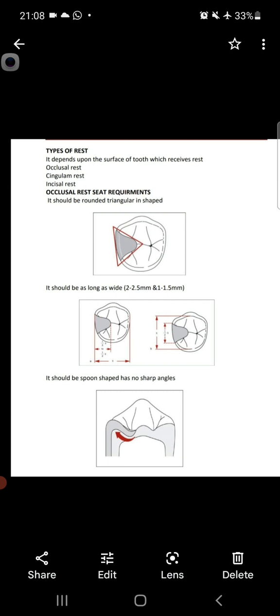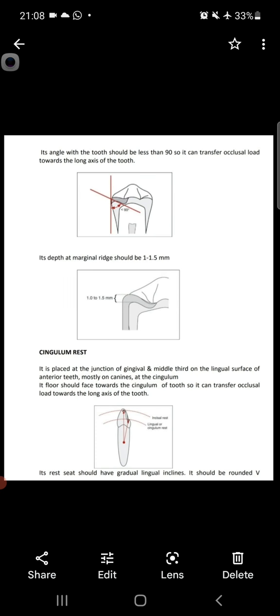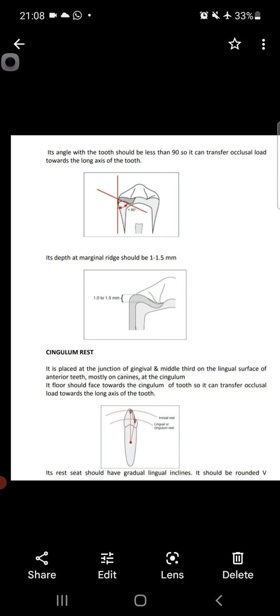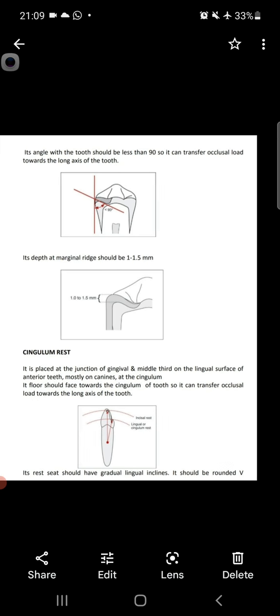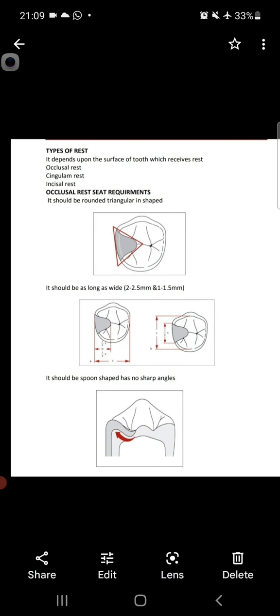We can say the occlusal rest seat shape is round triangular or spoon shape. Next, its angle with the tooth should be less than 90. Meaning the angle of the rest seat should be less than 90, so it can transfer occlusal load toward the long axis of the tooth. Its depth at margin should be 1 to 1.5 mm. These are the requirements of the occlusal rest seat.